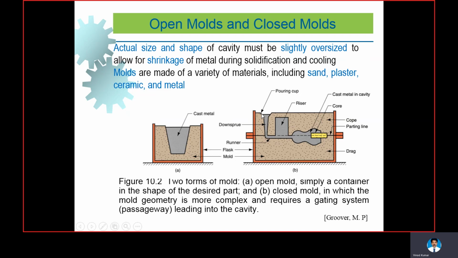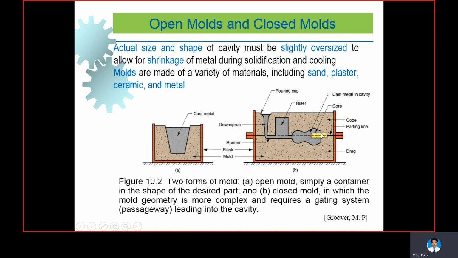There is a pouring cup to reduce the splash and turbulence. When molten metal is poured into the pouring cup, that turbulence will get reduced, and the molten metal moves through the downsprue. It enters the bottom side, and then it enters the riser where metal is stored, and then this metal flows to the cavity or the mold where we need the desired shape. So molten metal continuously flows from the riser to the cavity, and it acts like a reservoir.